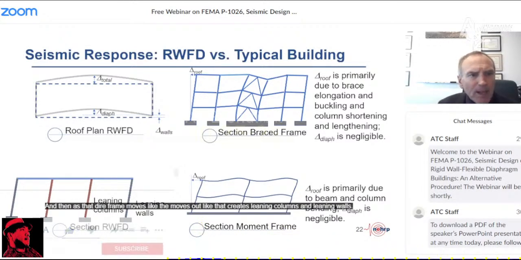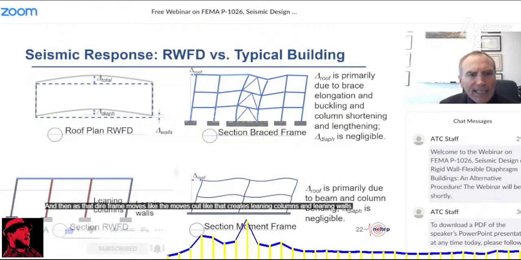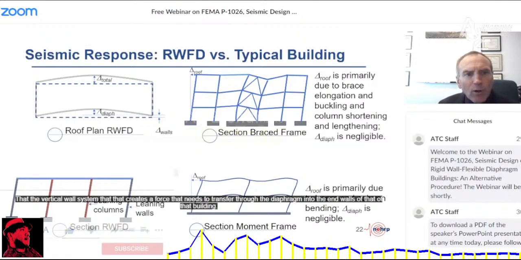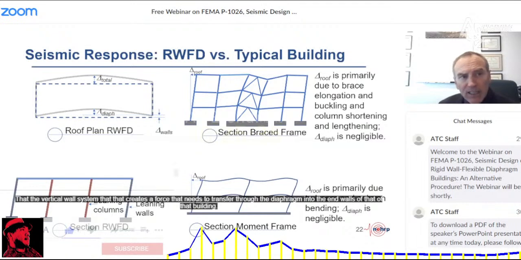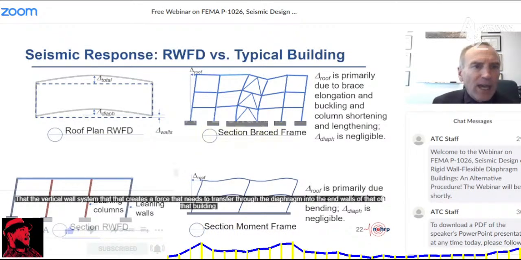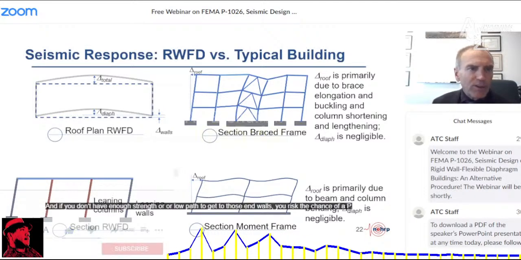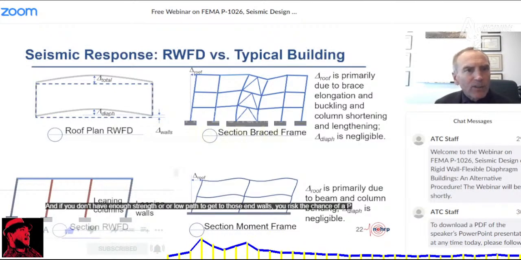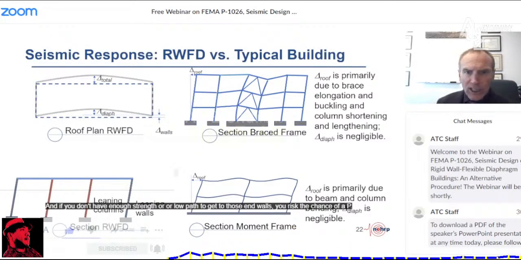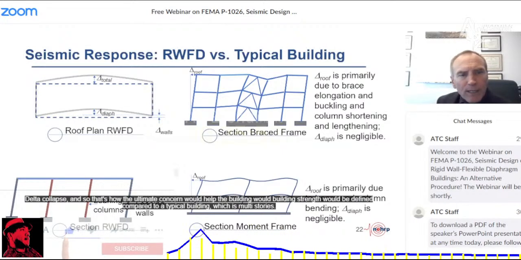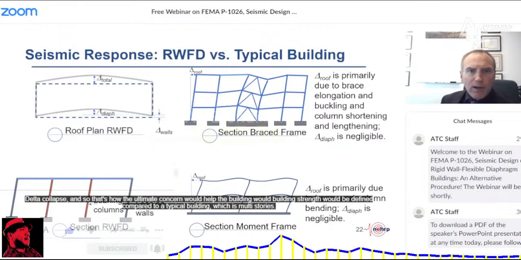And then as that diaphragm moves out like that, it creates leaning columns and leaning walls that the vertical wall system that creates a force that needs to transfer through the diaphragm into the end walls of that building. And if you don't have enough strength or load path to get to those end walls, you risk the chance of a P delta collapse. And so that's the ultimate concern with how the building strength would be defined.